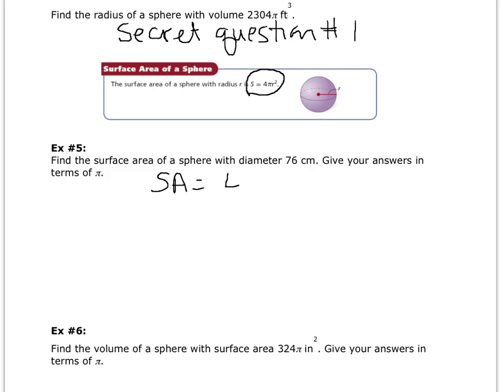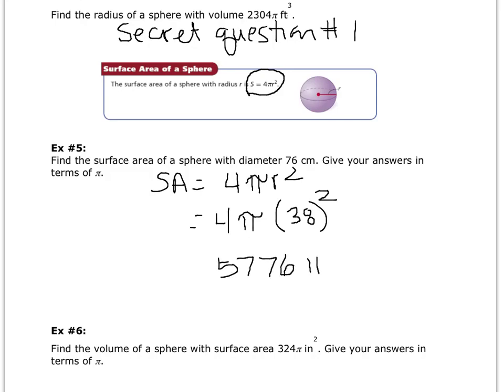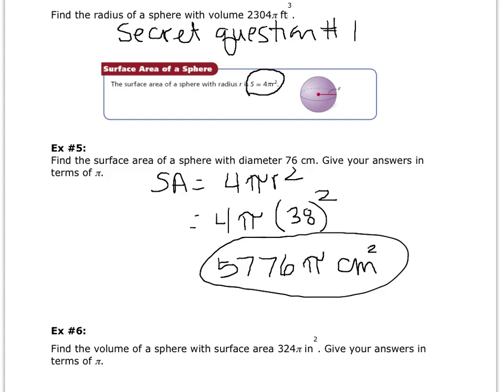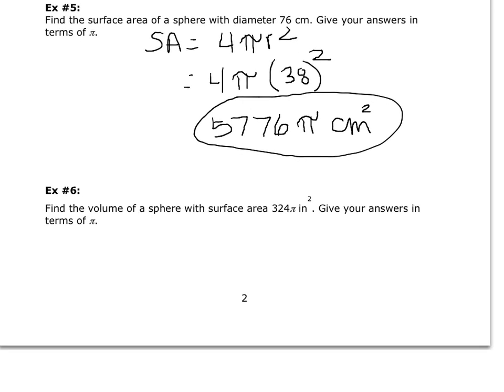So the formula is 4 pi r squared. When I plug in, 4 is a constant, pi is the constant. Now the diameter is 76, so I only want radius, so I have to divide that by 2, which gives me 38, and then I'm going to square it. So when I run through the math, you should end up with 5,776 pi, and we are working with centimeters. And remember, surface area is units squared. Okay, so that is our first problem.